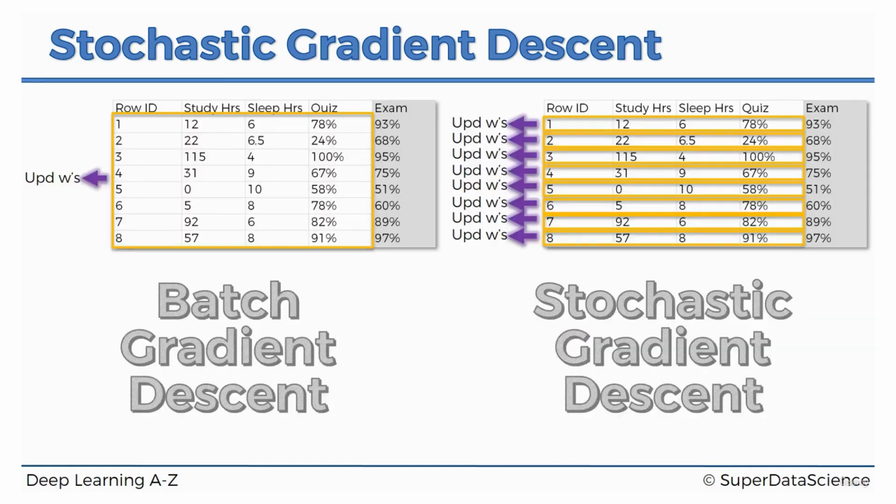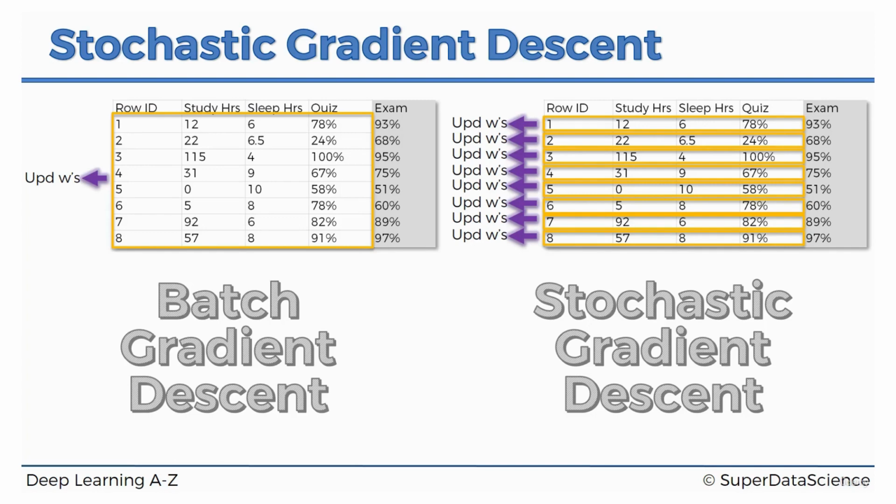So here they are. This is how to visually remember them. You've got the batch gradient descent where you're adjusting the weights after you've run all of the rows in your neural network. And then basically you adjust the weights and you run the whole thing again, iteration, iteration, iteration.